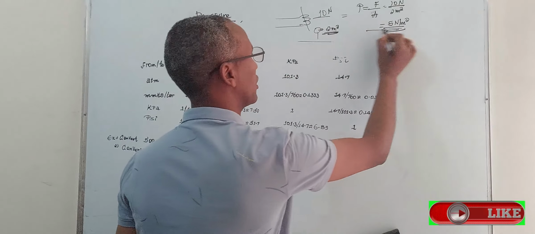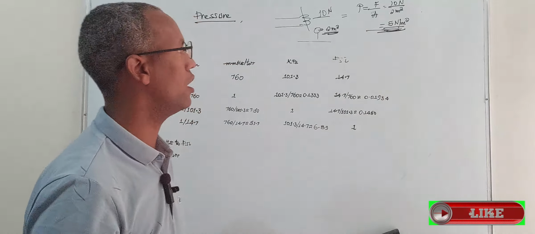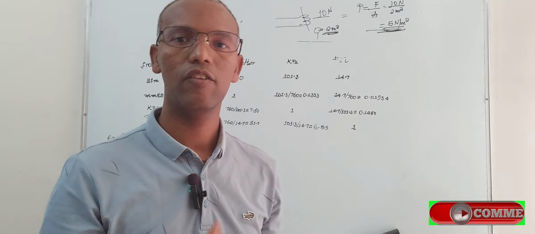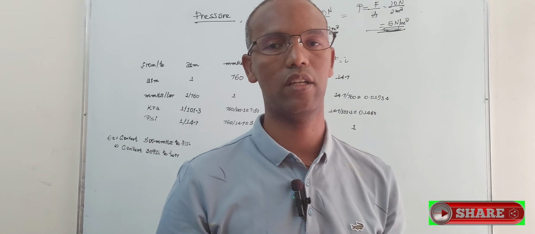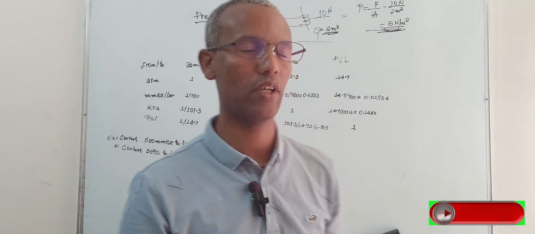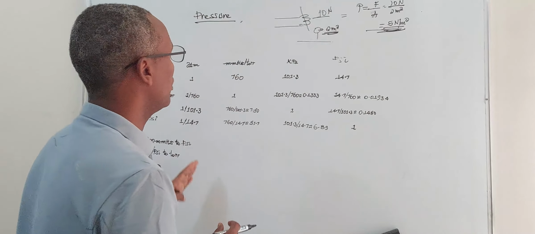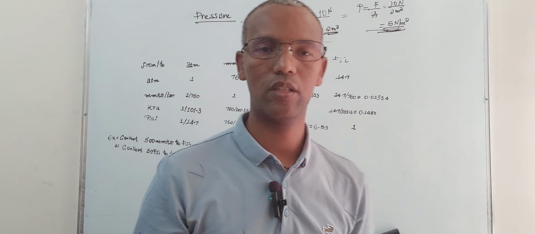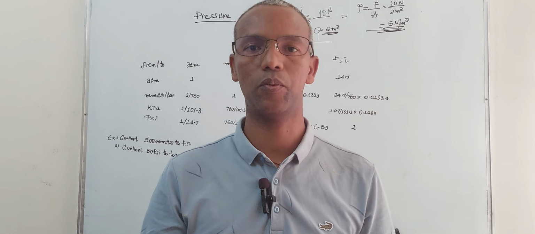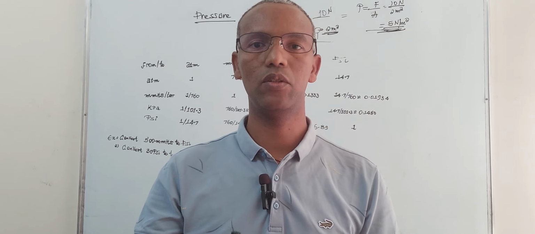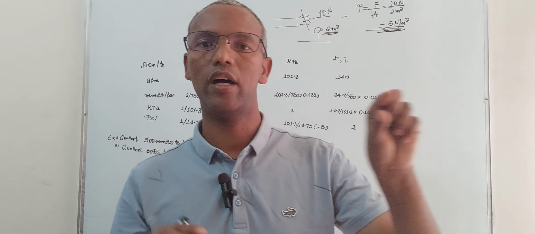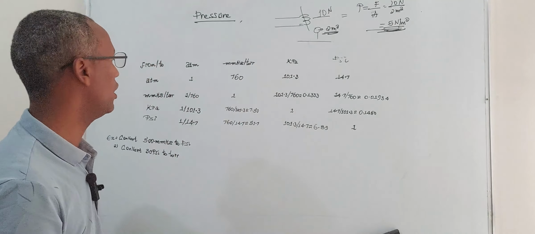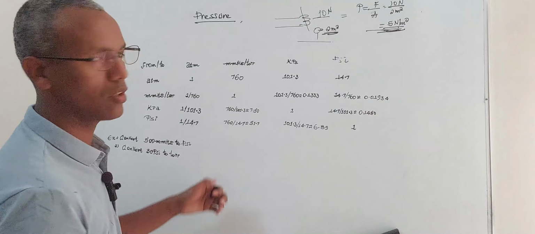Okay. Now we can use that as a unit. You can calculate the pressure using force per unit area. That is the basic definition of pressure. In this topic, the other thing that I'm going to share with you is how we convert one unit of pressure to another unit.